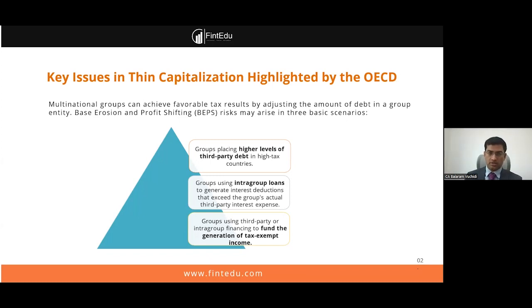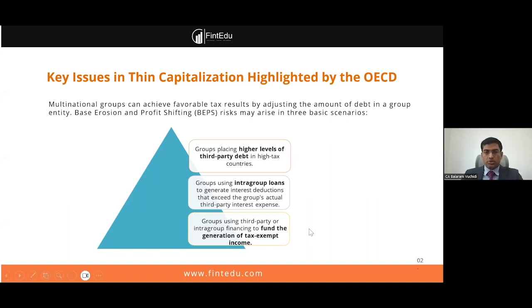Not only this, the other thing is that within the group, if you are a multinational entity, an MNE group, the funds have been moved or loans have been given by one company from the country where the tax rates are higher to another company where the tax rates are lower. In this process also the tax advantage has been taken. So the similar thing we have mentioned in the previous slide, the same thing has been done.